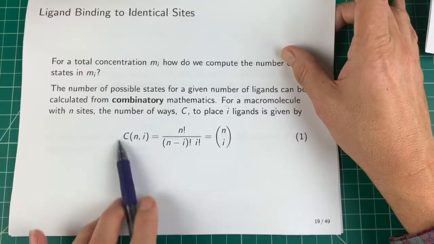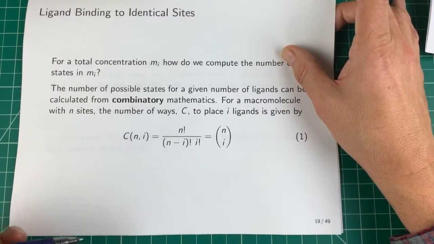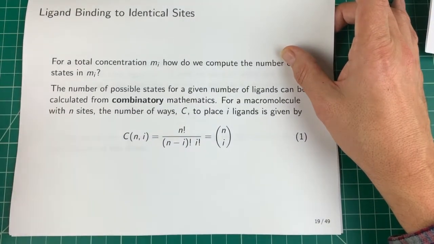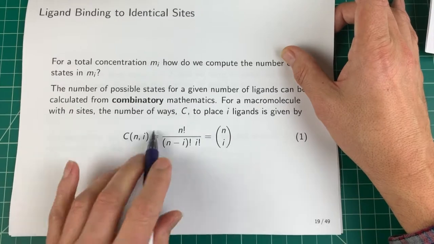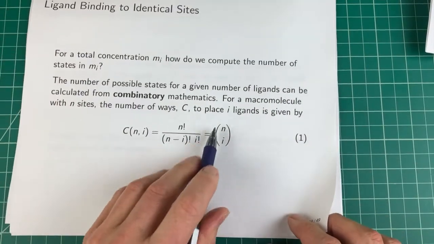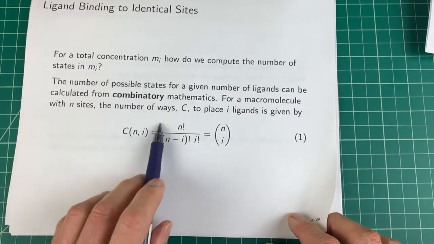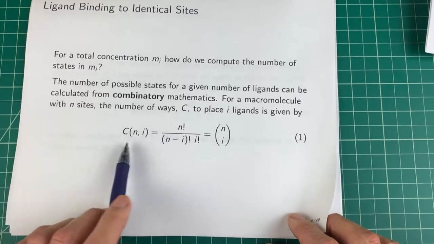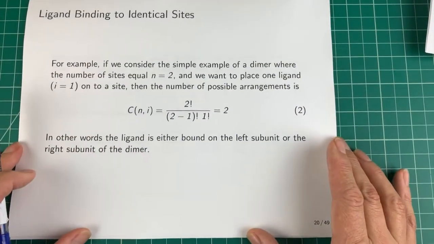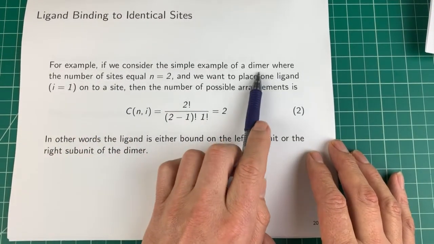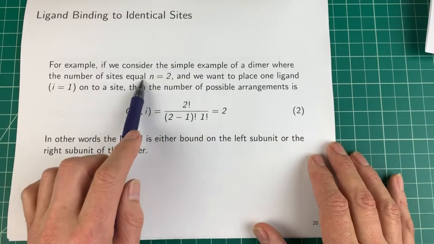This is a standard equation in mathematics. If you're not sure what this is, just look up combinations and permutations, and you'll find this listed under the combinations entry. This here is just a shorthand notation, because this is a bit long-winded. Often you'll see this as a shorthand notation for representing this function. Giving an example, and this is a really simple one we'll start off with. Let's consider a dimer like we had before, and the number of sites, of course, is 2.